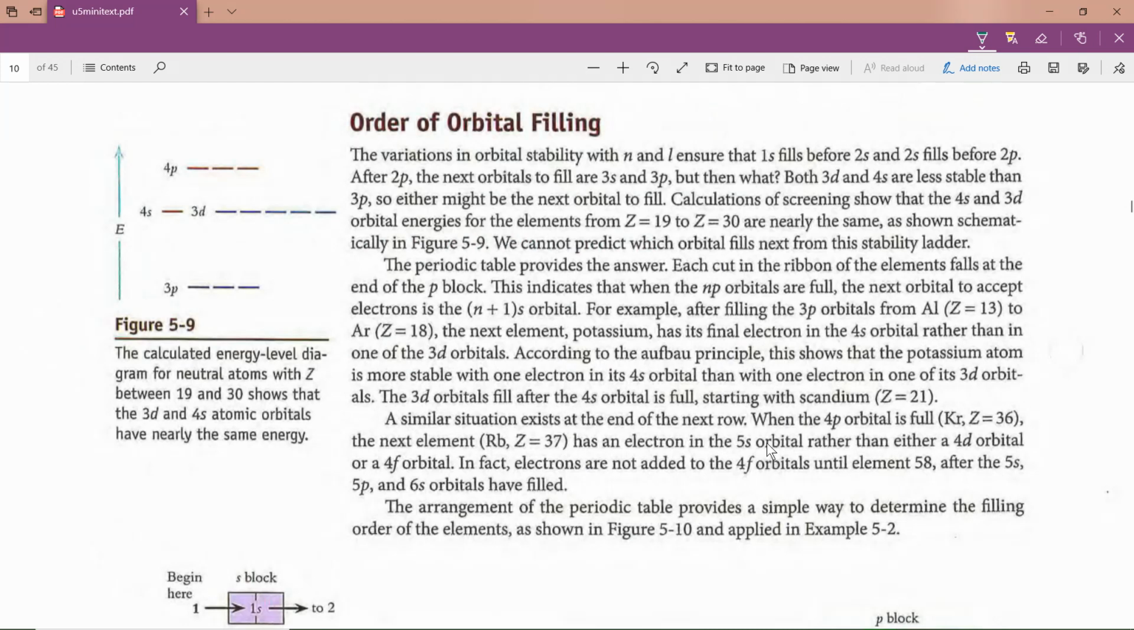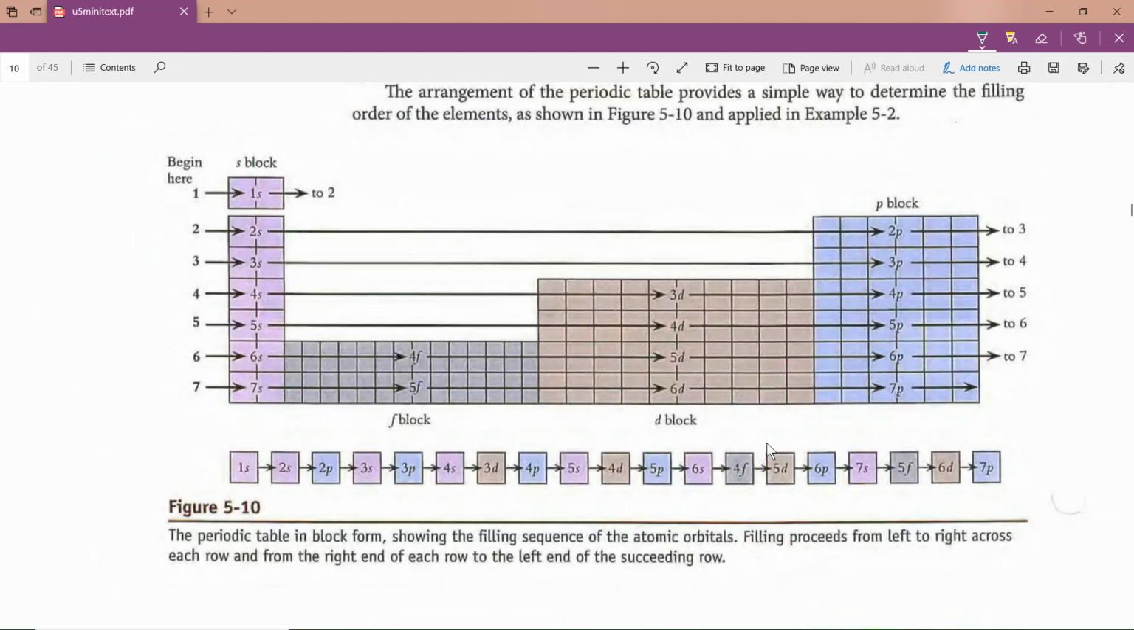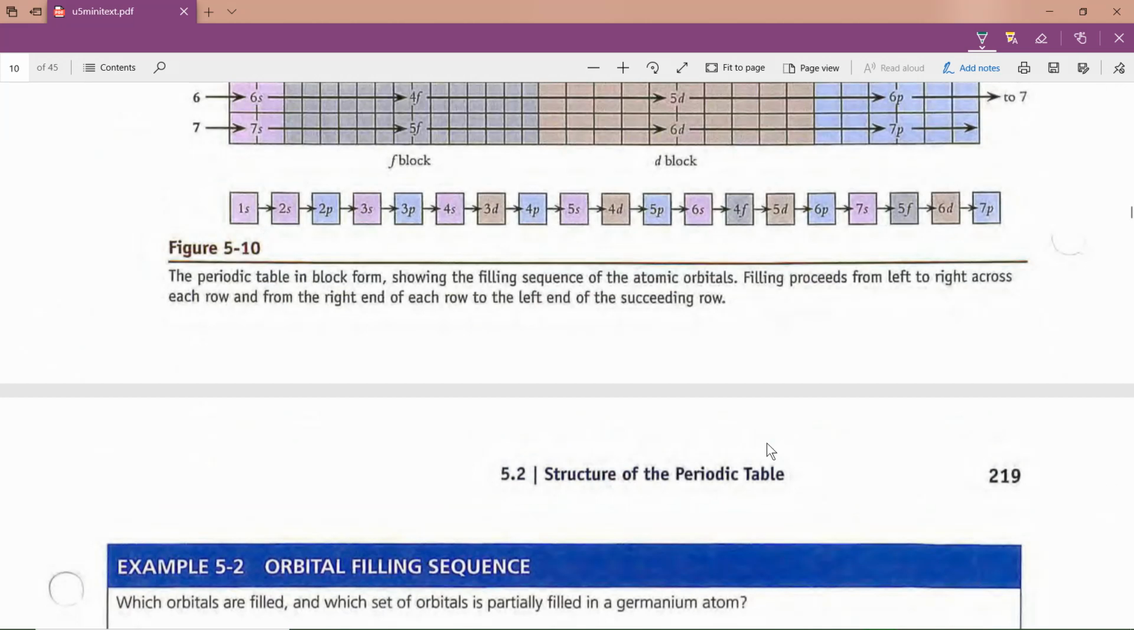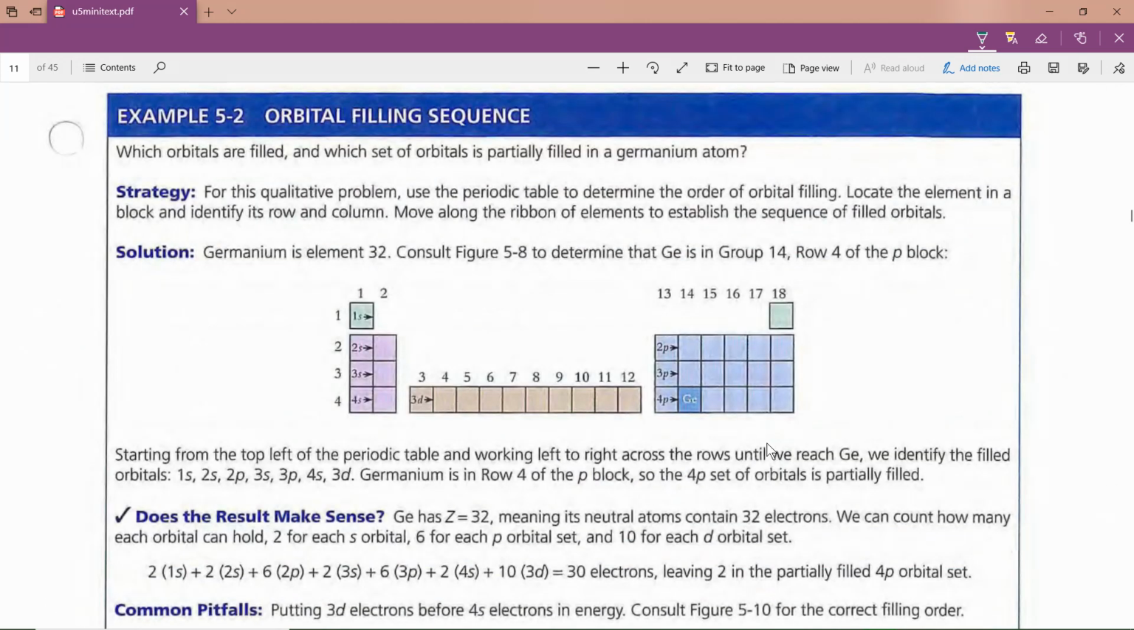And there's another way to show it, in figure 5.10. And let's try some examples. Let's get the electron configuration for germanium. So let's get the full electron configuration, sometimes called SPDF notation, or sometimes just called the electron configuration.